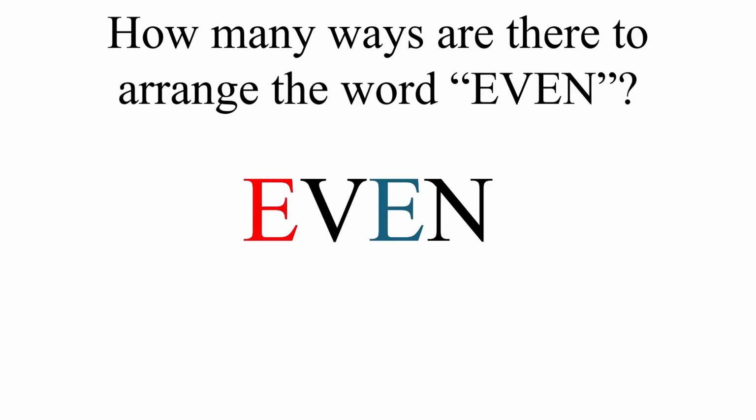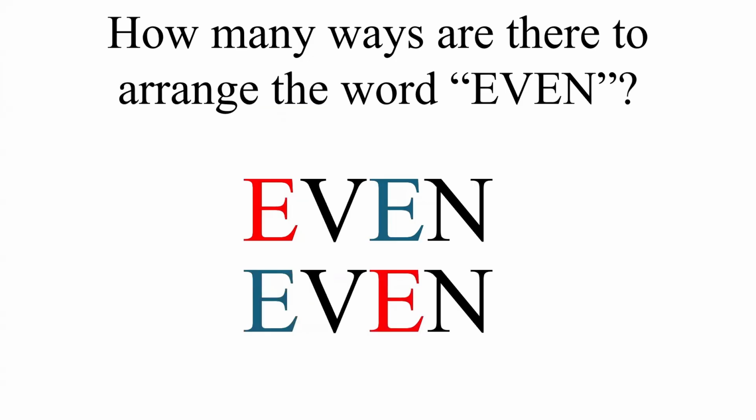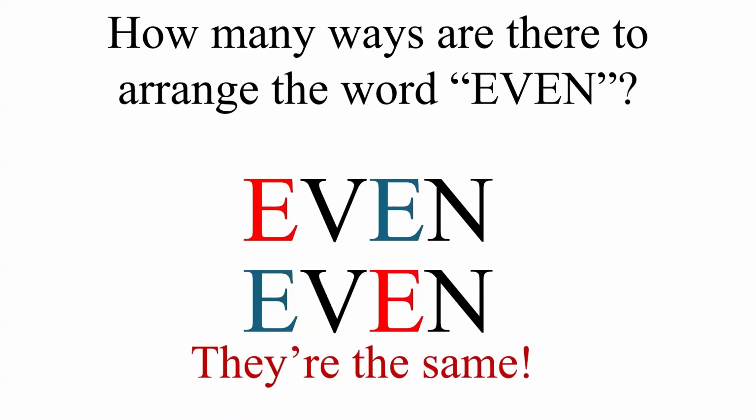So let's see the case of even here. This E, the red E, and the blue E can be swapped with each other. Yes, it is a new arrangement, but is it a new word? No, they're still even and even. So they're the same. So we're overcounting. We count those that aren't even supposed to be counted. So we have to cancel some of the unnecessary counting we have done.